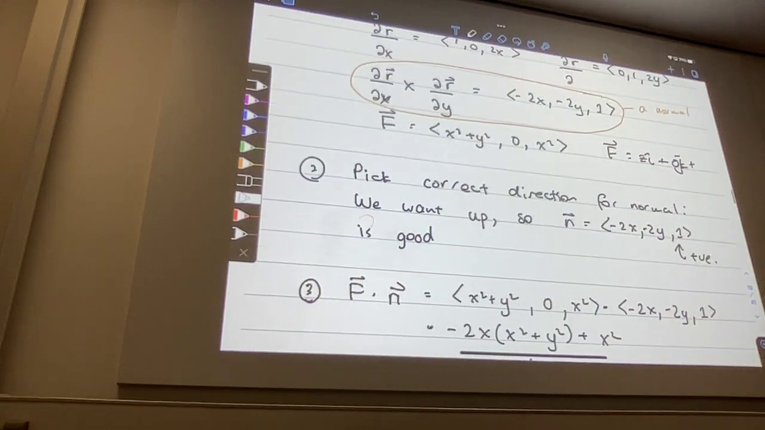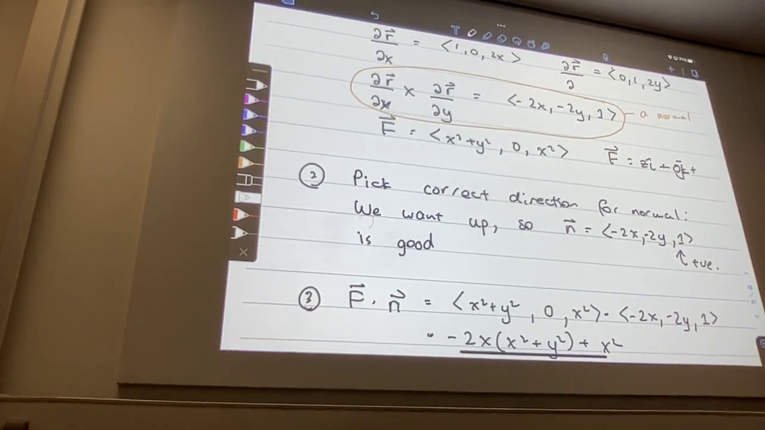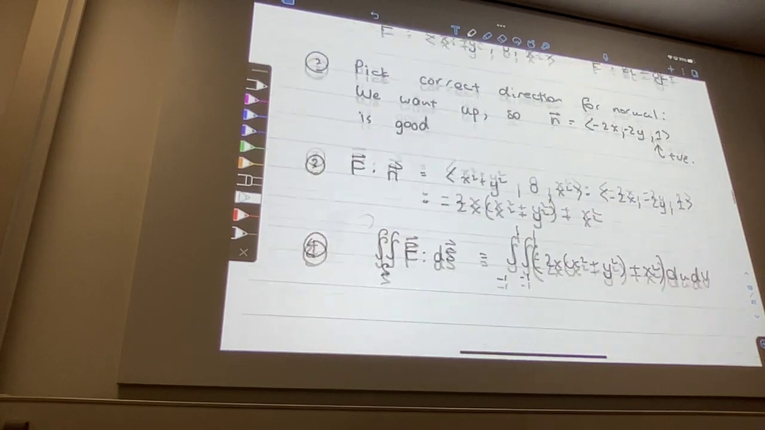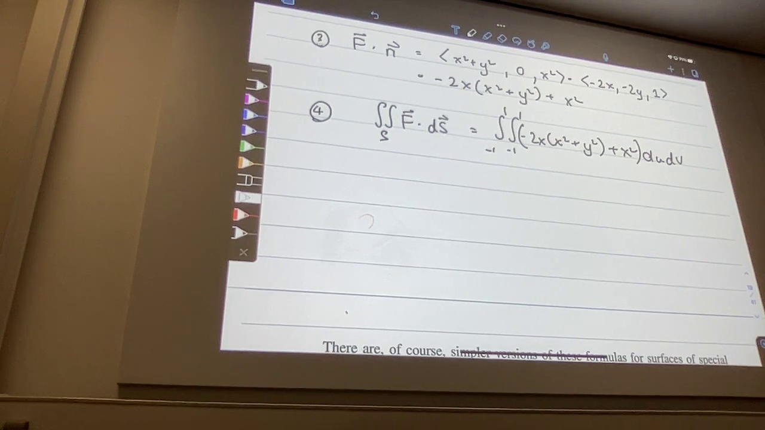So we calculated a normal, and then over here we said, okay, we want a normal that points up because it's asking us to find the flux up through the surface. And for up, we need our z component to be positive. So we did the picking. Cool. And if you finish that up, you should get dx dy. Yes, sorry, I did the original in u's and v's.